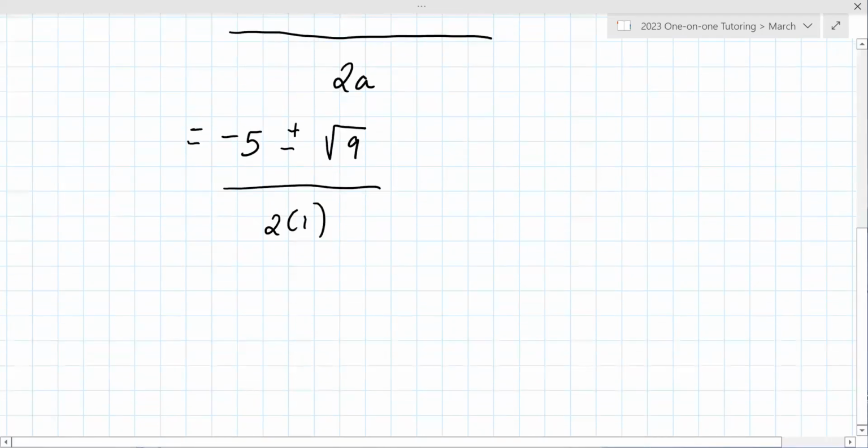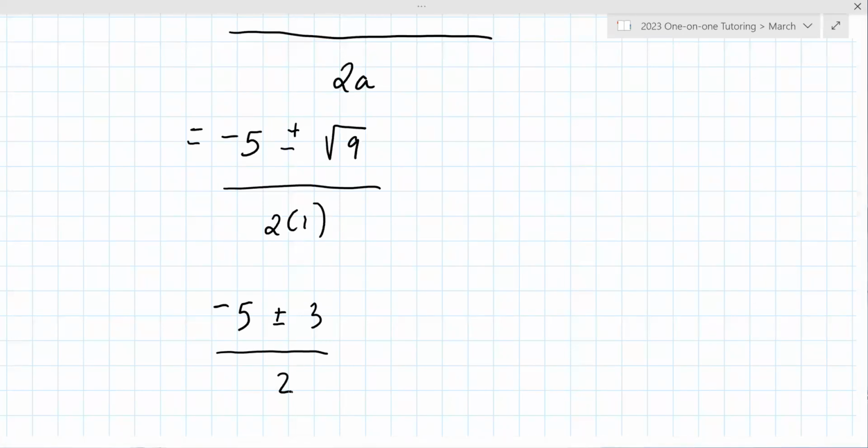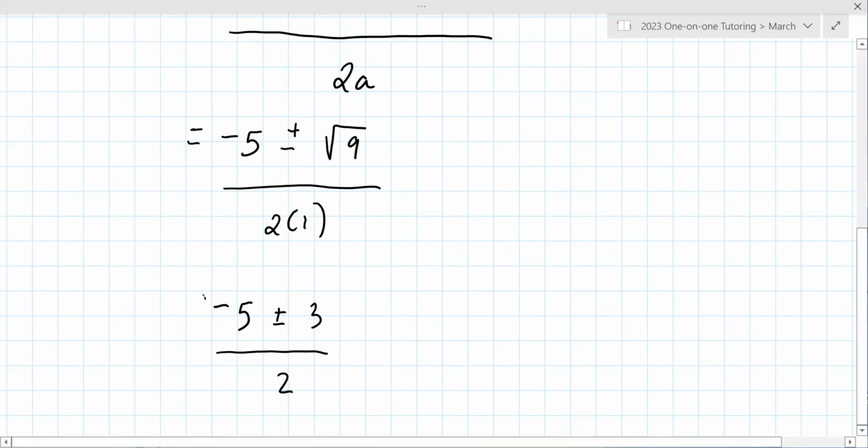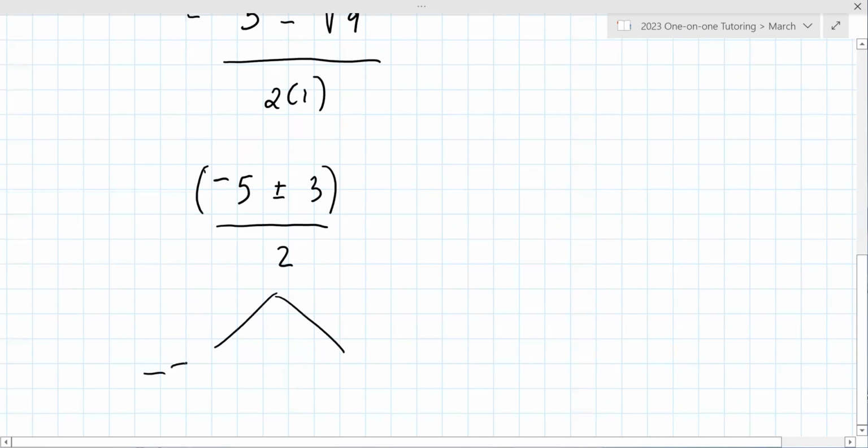All right, so from here, you have to take the square root of 9. All right, so that's minus 5 plus or minus 3 over 2. And in parentheses, the numerator is really in parentheses. Good to write that. So it's two things here. And I never know whether to go vertical or sideways on this, but it's minus 5 plus 3 over 2, minus 5 minus 3 over 2.